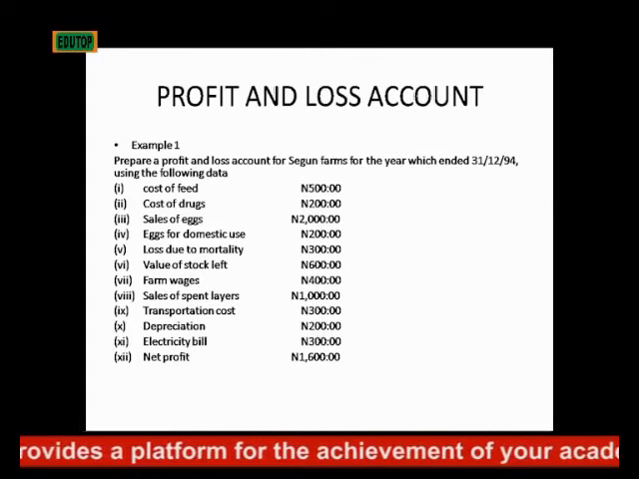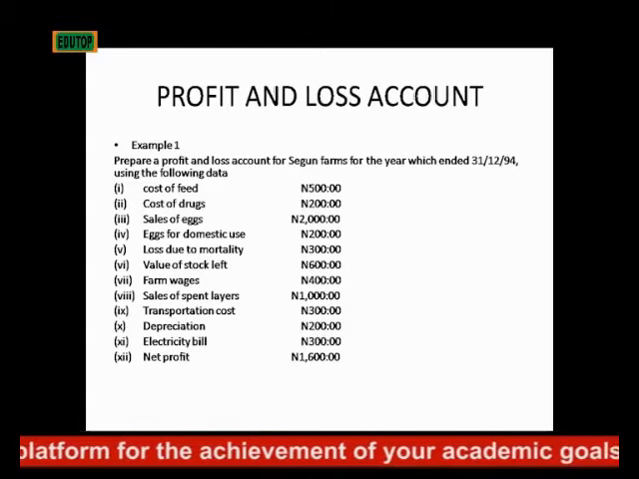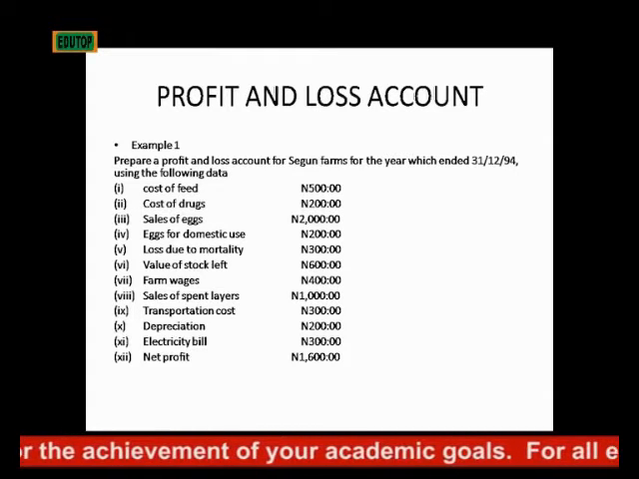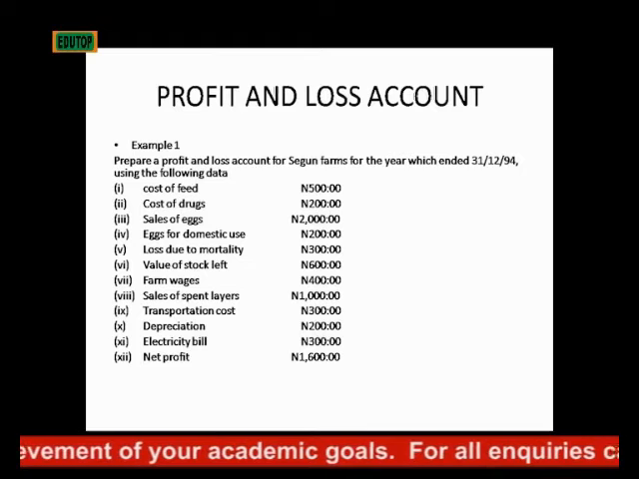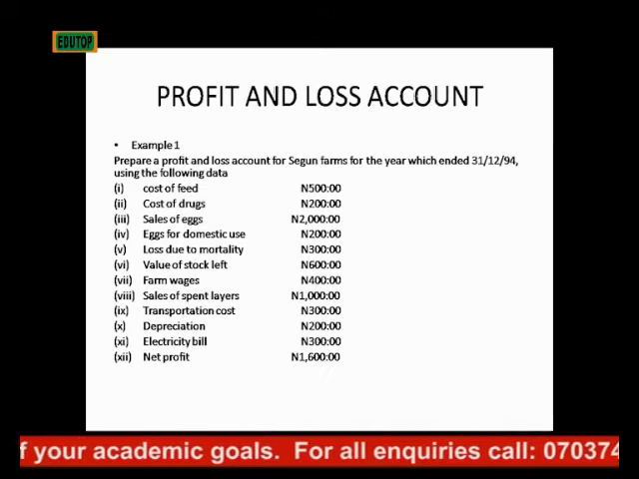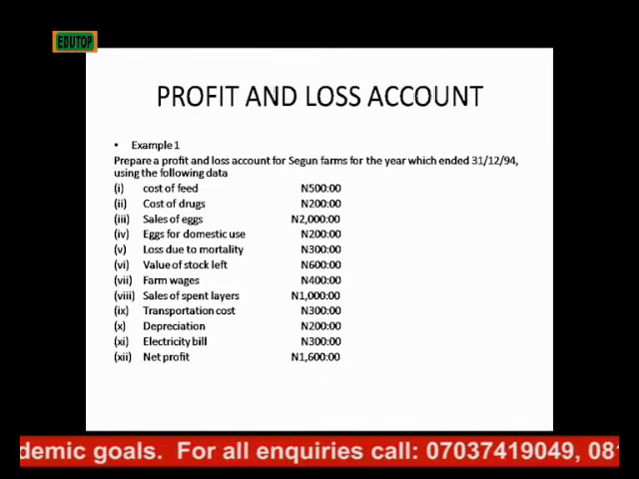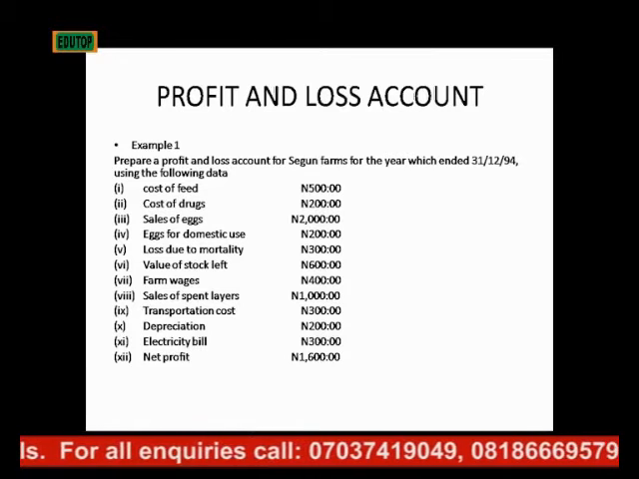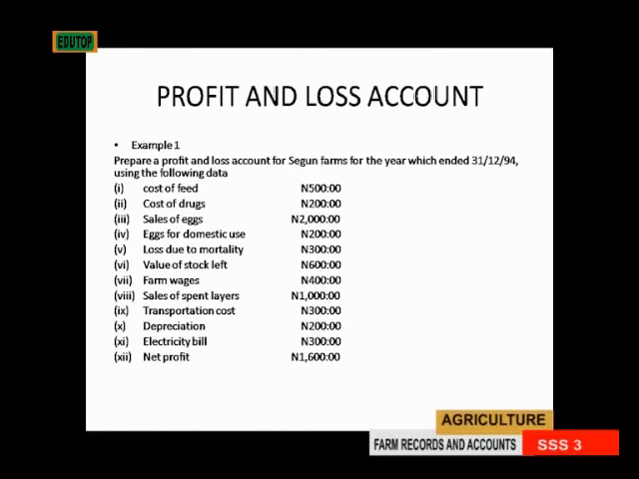Example 1. Prepare a profit and loss account for Shegun Farms for the year ended 31/12/94 using the following data. Okay, this is a farm account. Wants to prepare a profit and loss account. This is what happened on the farm. So someone wants to prepare a profit and loss account to see whether he has made profit or loss.